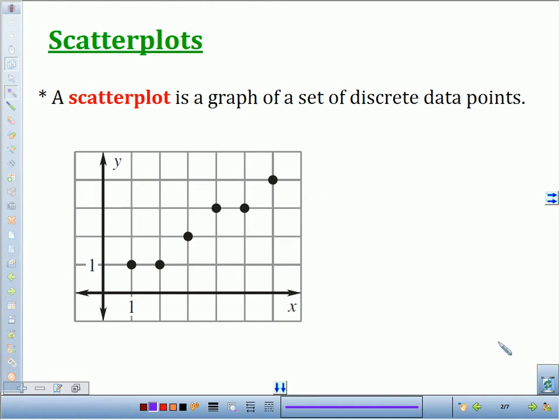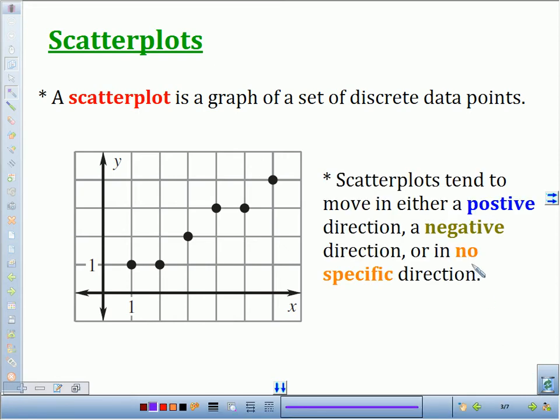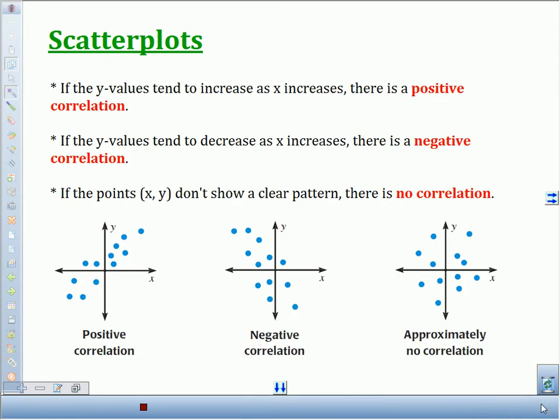Now, there are some things that we need to know about scatterplots. For one, they tend to either move in a positive direction. That's the kind of graph I have here. This is moving in a positive direction. They can move in a negative direction or in no specific direction. So anytime we look at a scatterplot, we should be able to tell which of the three it is.